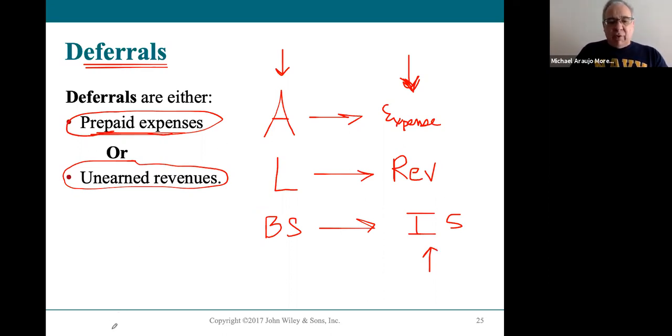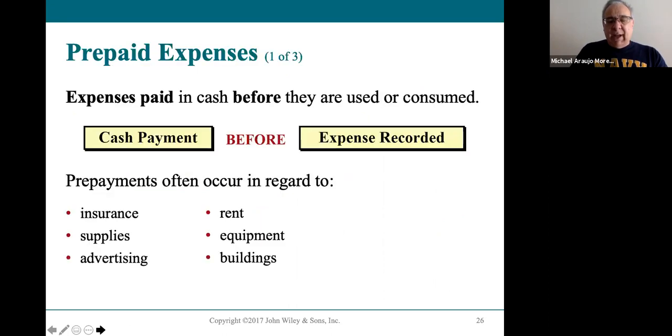So there are 4 deferrals that you're going to be learning in this part of the chapter. 3 of them are in the category of a prepaid expense. Prepaid expenses start as assets. Once we use the assets or we consume the asset, we expense it. Now, you've already heard of several asset accounts that are listed down here. You know about prepaid insurance. You also know about supplies.